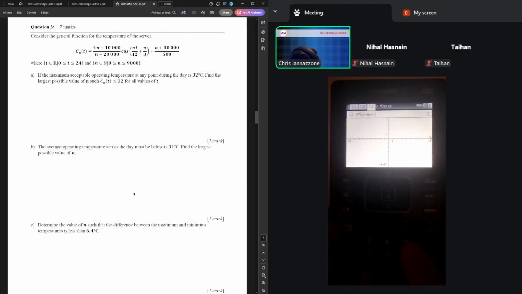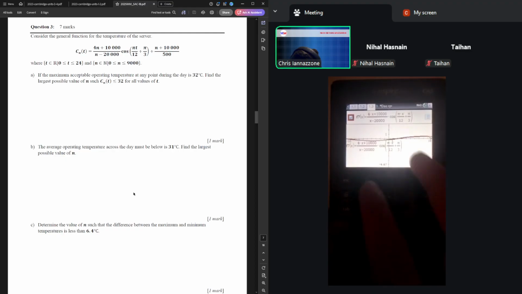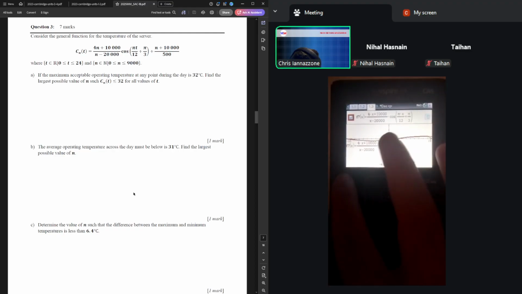4x plus 10. Oops, this is going to go bad. Can I fraction? Yes, I can. Nice. x take 20,000 times cosine of pi x on 12 plus pi on 3. And oh wait, I'm using x. Whoops, that's not good.